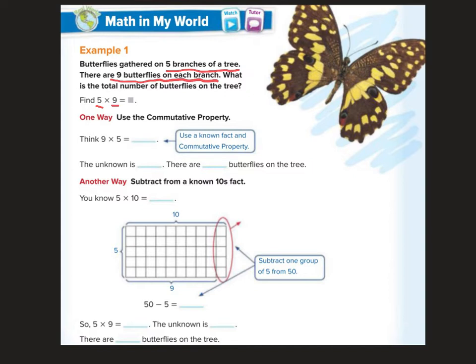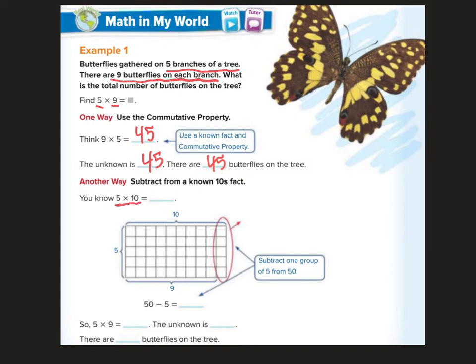So if I count by 5s, right? 5, 10, 15, 20, 25, 30, 35, 40, 45. 9 times 5 is 45. 9 groups of 5. Okay, so we know there are 45 butterflies. But what if we can't count by 5s? Here's a cool way of looking at this.